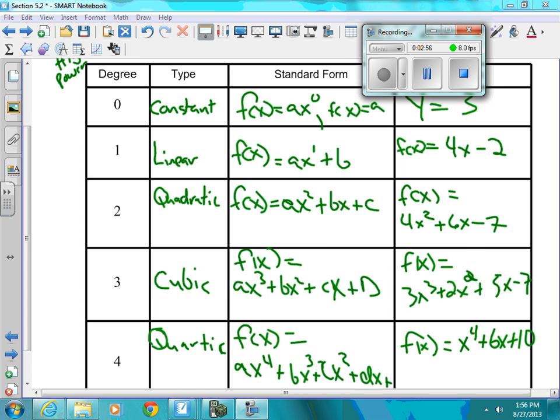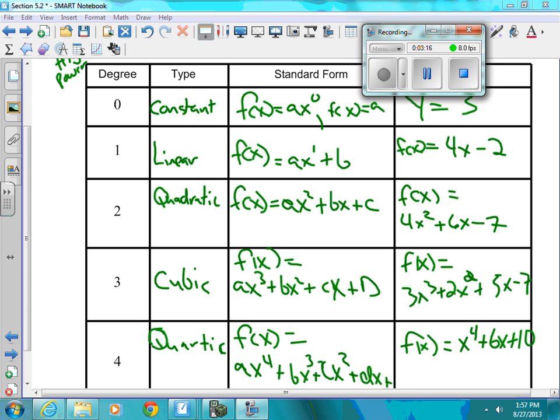We've seen, from last chapter, the third one, the quadratic. That's a degree of 2. That means there's an x squared in your equation. Standard form, f of x equals ax squared plus bx plus c. An example I gave is f of x equals 4x squared plus 6x minus 7.